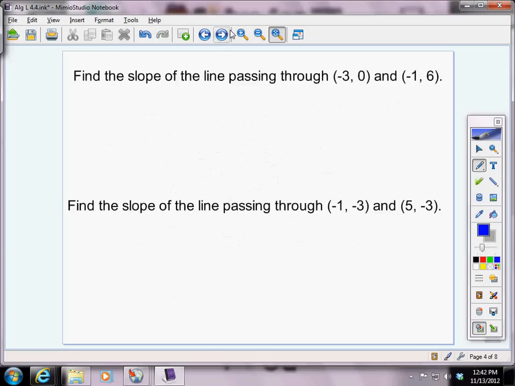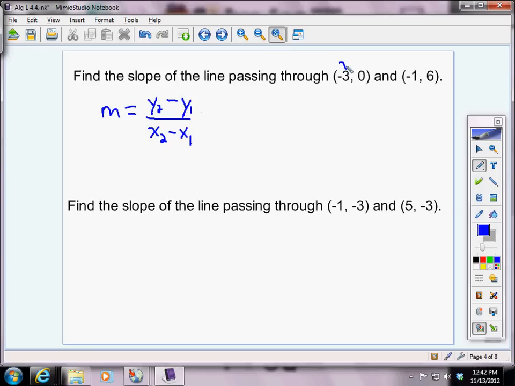Let's look at an example. It says find the slope of a line passing through (-3, 0) and (-1, 6). Again, our slope formula says the difference in our y's, y sub 2 minus y sub 1. And this is really important, guys, y's go on top, because remember we're talking about rise over run, rise, the change in our vertical numbers. So y sub 2 minus y sub 1 over x sub 2 minus x sub 1. And it doesn't matter which ones you label as point 1 and point 2. This represents point 2, this represents point 1.